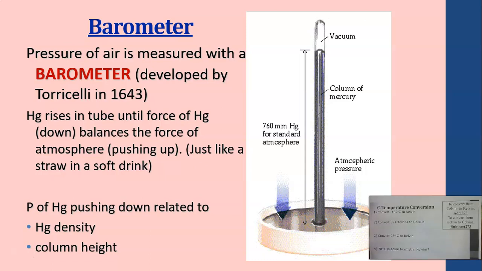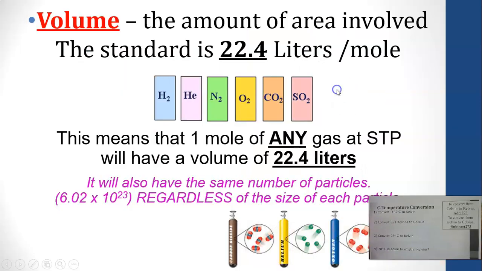So a barometer, an old school barometer, mercury is the liquid that's inside the tube. Mercury rises in the tube until the force of mercury pushing down balances the force pushing up. Kind of like when you were little and you played with your straw in your drink. It's like how you can change the pressure. You can have a certain amount of liquid in the straw that you're using. This is kind of the same way that this barometer works. The pressure of mercury pushing down is related to the density of mercury in a certain height of column.